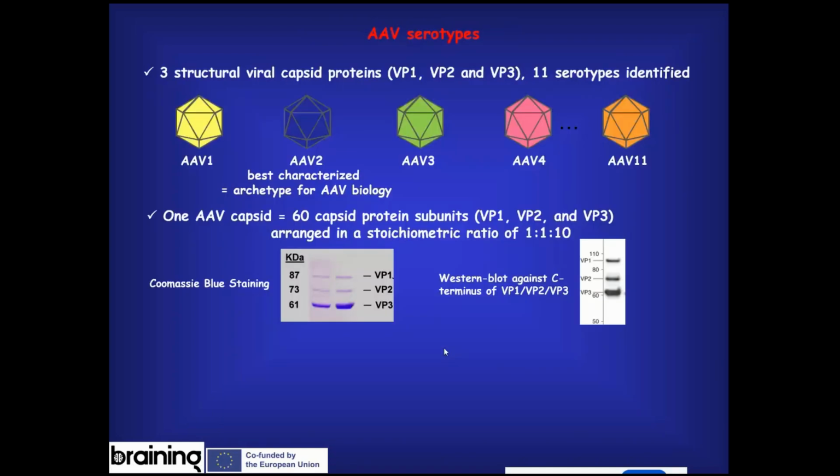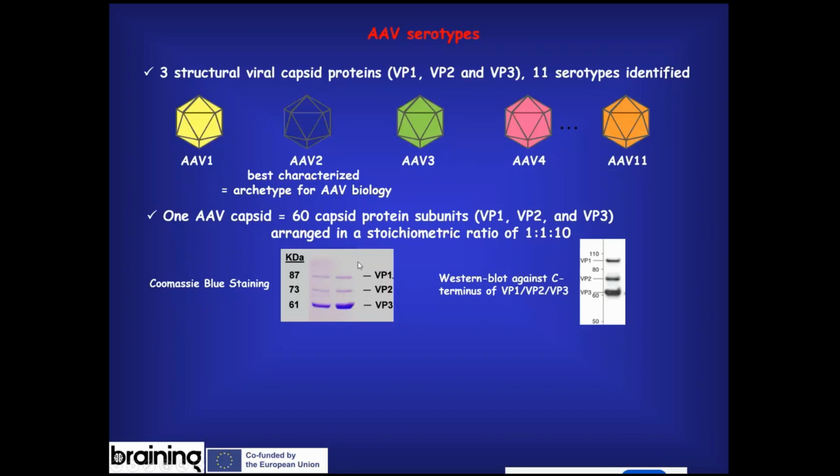And as I was saying, the serotypes together with the specific promoters are very important because you can have different serotypes. The best characterized for AAV biology is AAV2. A capsid is made of 60 protein subunits, VP1, VP2, and VP3, that are arranged in a stoichiometric ratio of 1, 1, and 10.